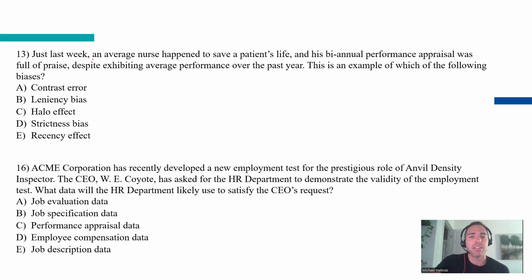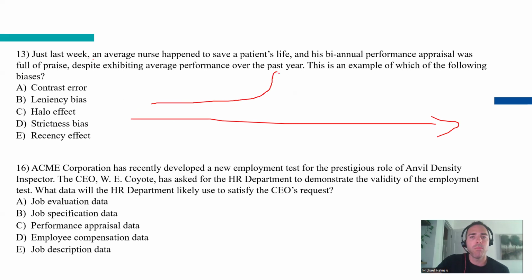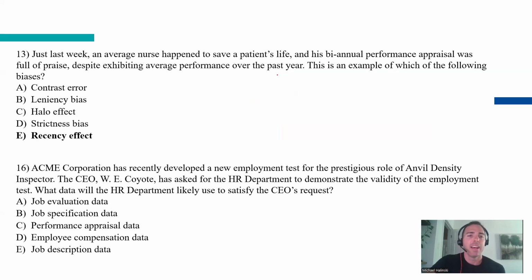So a nurse happened to save somebody. So here's their performance over time. So this is time, and their performance over time is here. And then right before the performance appraisal, their performance spiked. And then when they got their performance appraisal, it was clearly super high. That is what we refer to as a recency effect.